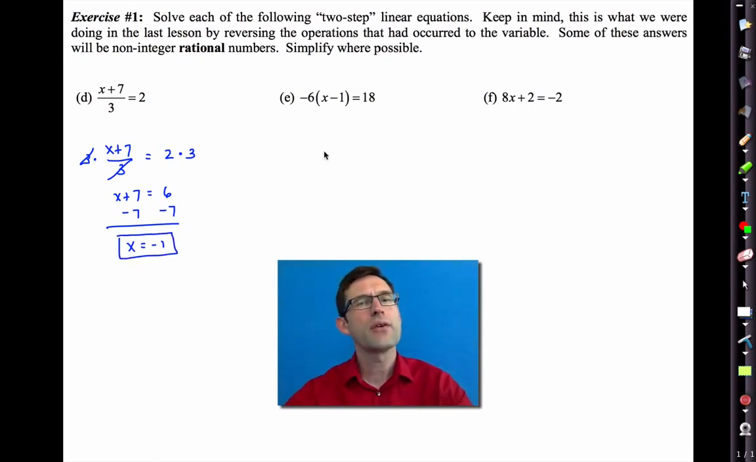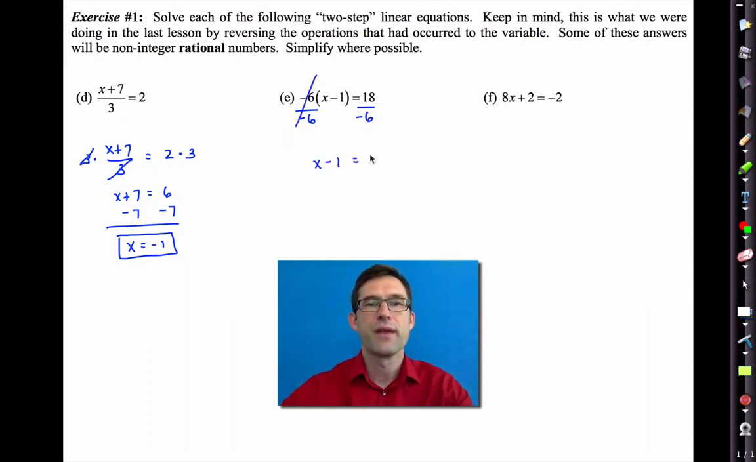Now letter E, a little bit trickier. Here we've taken x and subtracted 1, and then multiplied by negative 6. You could certainly distribute the negative 6 through, but for me, since multiplying by negative 6 came last, I'm going to divide by negative 6 first. 18 divided by negative 6, be careful, is negative 3. Now the first thing I did was subtract 1, so the last thing I'm going to do is add 1. Negative 3 plus 1 is negative 2. And then we have it, x equals negative 2.